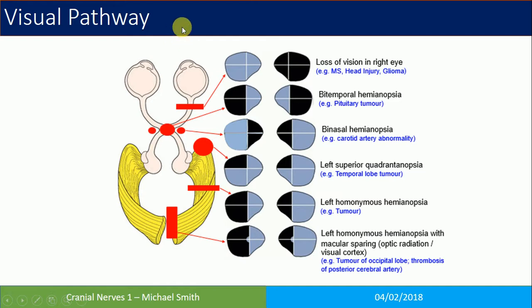information from the right-hand side of your visual field will come across and hit the left-hand side of your retina. And if it's on the left-hand side, it again will cross over. And the same will happen on this side. So the right-hand side of your visual field hits your retina on the left-hand side.